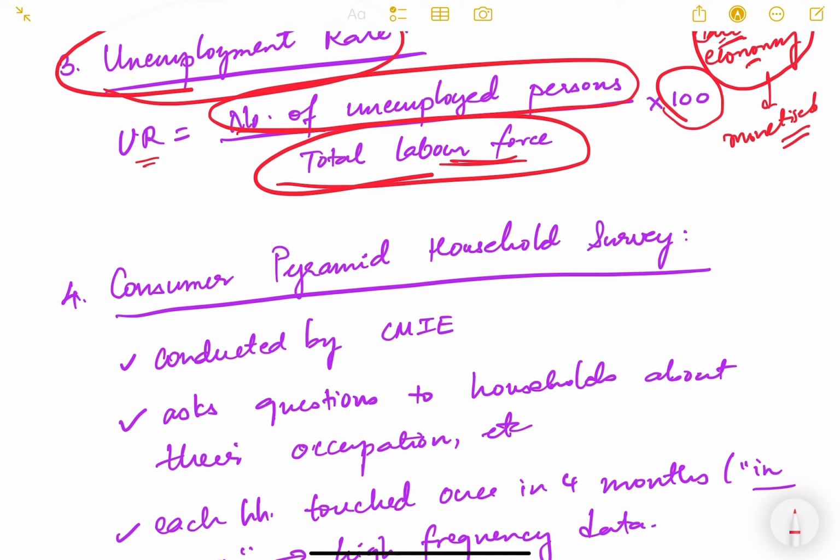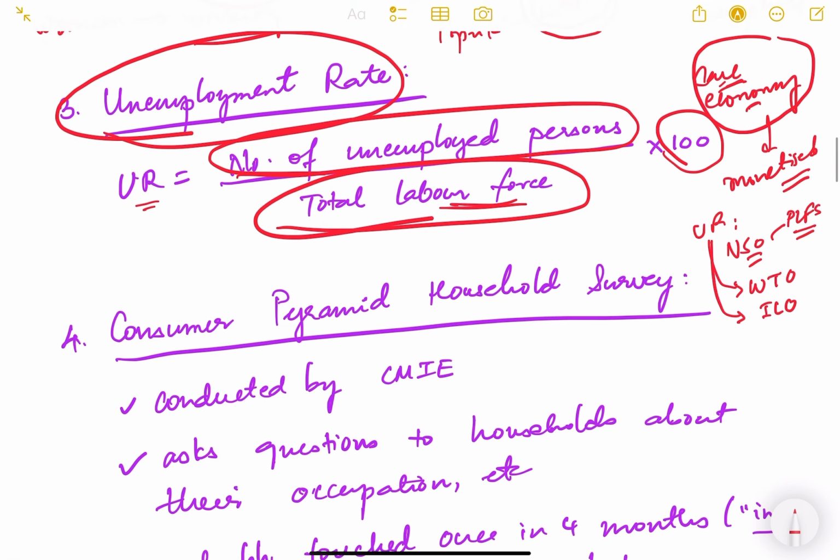So please check what the latest unemployment rate is, although you will get different rates depending on which survey you are looking at. If you are looking at the unemployment rate given by the NSO, National Statistical Office, through the Periodic Labour Force Survey, you will find some rate. If you look at the unemployment rate given by the, say, World Trade Organization, WTO, it will be different. If you look at the rate given by the ILO, International Labour Organization, it will be different. If you look at the unemployment rate given by the CMIE, which is a private organization, it will be different.